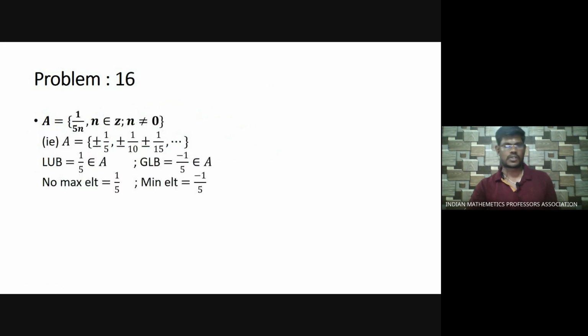And the 16th, the last problem, A is equal to 1 by 5n, where n belongs to the integers, n not equal to 0. This is our condition. So here we can write the set A as plus or minus 1 by 5, plus or minus 1 by 10, plus or minus 1 by 15, etc. The least upper bound 1 by 5 belongs to A, and the greatest lower bound minus 1 by 5 also belongs to A. So the maximum element is 1 by 5, the minimum element is minus 1 by 5. So this set is a bounded set.